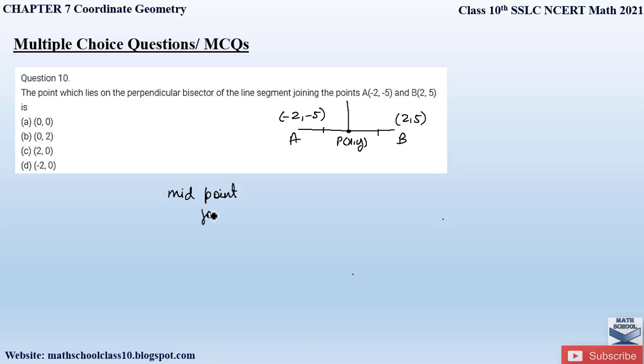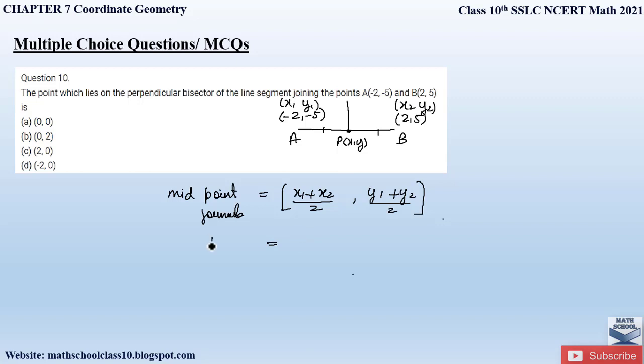Again, this is an important formula for you guys, which is given by (x1 plus x2) divided by 2. This is the x coordinate, and the y coordinate is (y1 plus y2) divided by 2. So here we can find out the midpoint by applying this formula. Here again, assume point A to be (x1, y1) and point B to be (x2, y2).